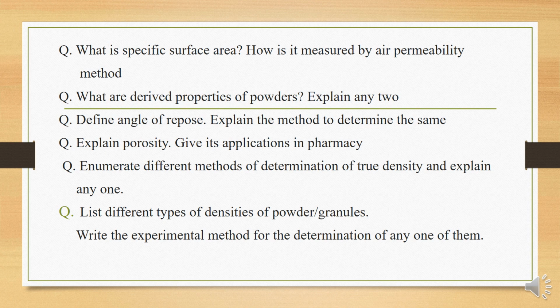When air is allowed to pass through the powder bed at a constant temperature, the powder bed resists the flow of air, and that results in a pressure drop. So the greater the surface area per gram of the powder, the greater the resistance to flow.